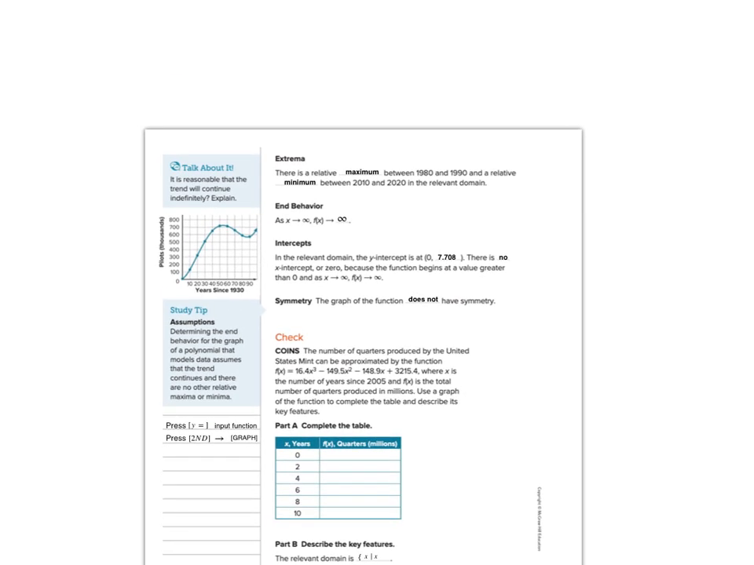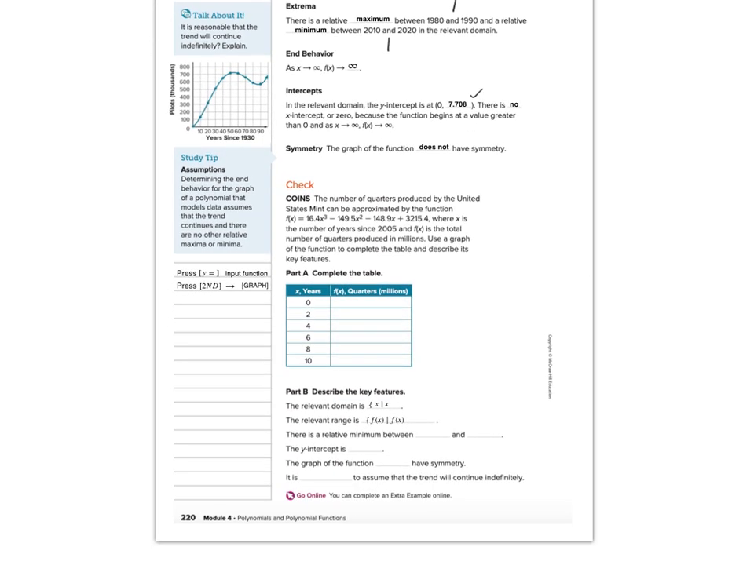And then the extrema, knowing the maxima and minimums, we said that the maximum occurred between 1980 and 1990. The minimum occurred between 2010 and 2020. The end behavior, so that's what they're telling us. The x-intercepts, the intercepts, the y-intercept is going to, so that's what they come up with. And then there is no x-intercept because it never dips down to a 0 point. And there you go. Symmetry, the graph function does not have symmetry. So that is how we can come up with that information.